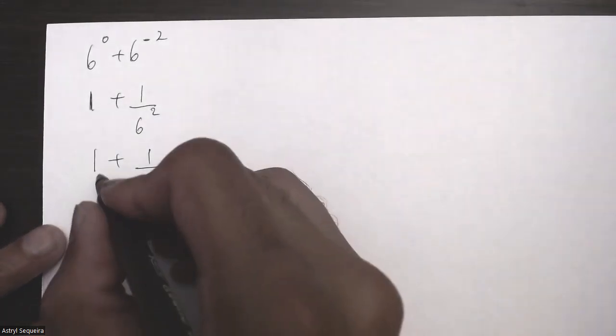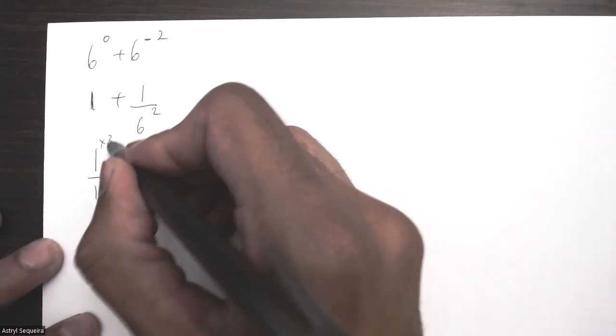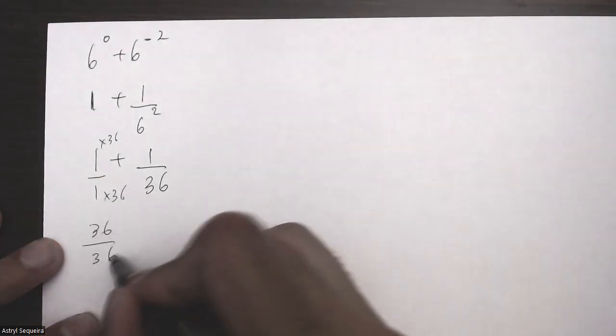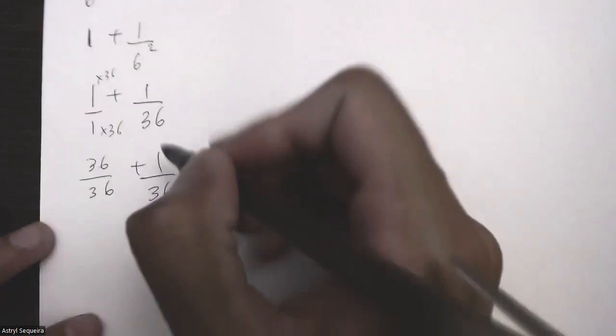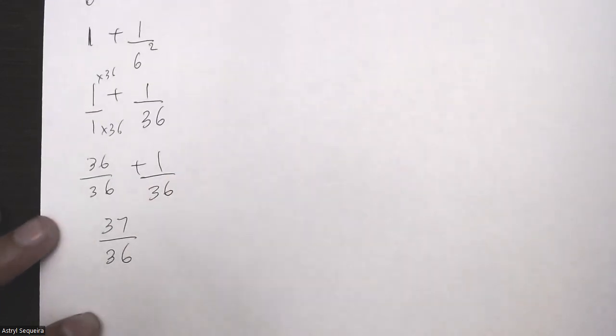Now we have to add these, so I have to make a common denominator over here. This is basically 1 over 1. We're going to multiply the top and bottom by 36. So I have 36 over 36 plus 1 over 36, which is 37 over 36.